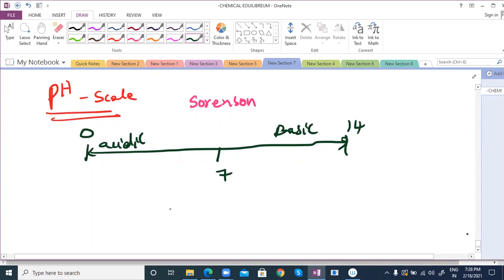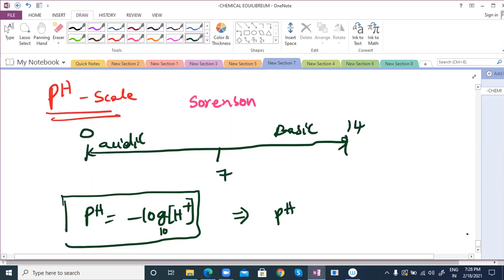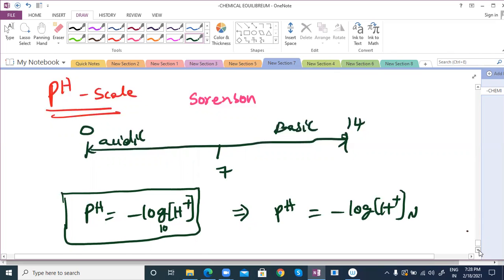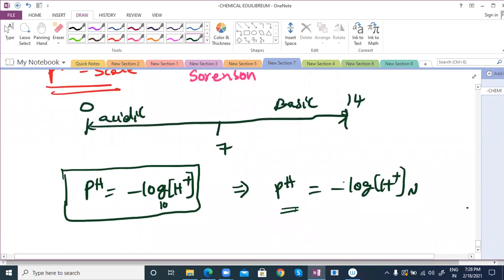Actually, here we'll discuss the formula, the mathematical expression to calculate pH of the solution: pH equals minus log H plus, log base 10. The square bracket indicates concentration of H plus, but we have different concentrations. If you are able to convert everything into normality, that's easy for us. Minus log H plus in terms of normality, so directly we'll get it. So this is the pH formula.